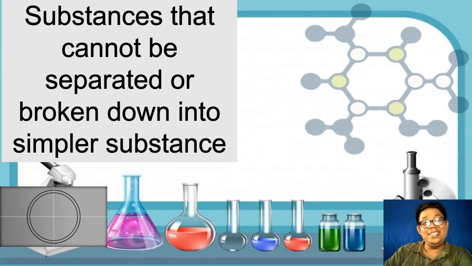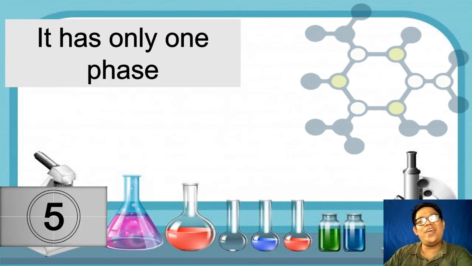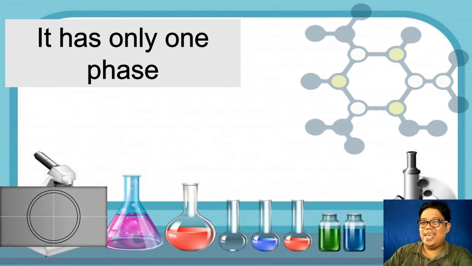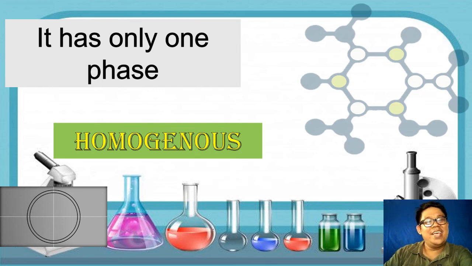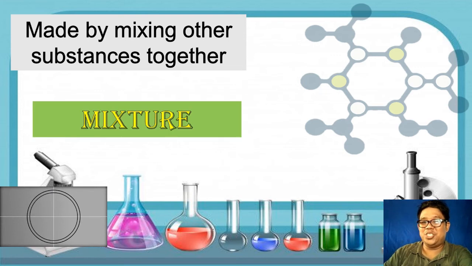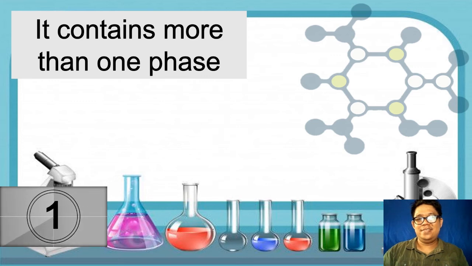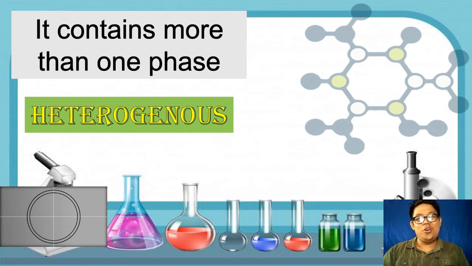Okay, the correct answer is elements. Next, it has only one phase. 5 seconds. It is homogeneous mixture. Next, made by mixing other substance together. 5 seconds. It is mixture. Another. It contains more than one phase. 5 seconds. It is heterogeneous mixture.